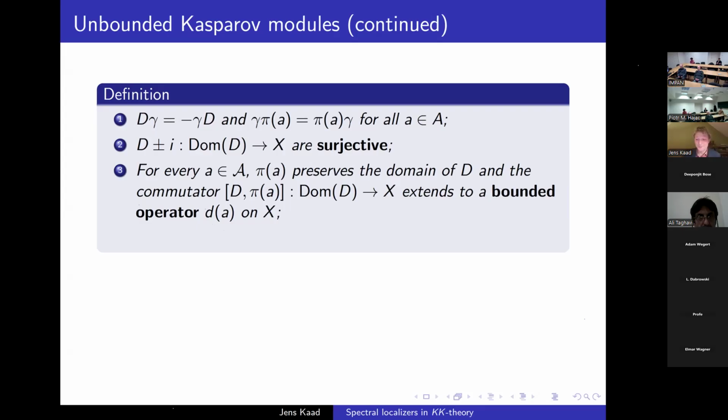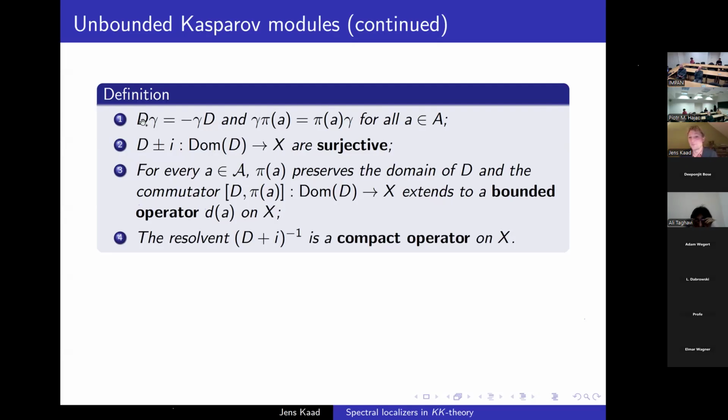Final condition. So now, because of condition 2, I know that when I add the imaginary unit to the abstract Dirac operator, I get an invertible unbounded operator, and the inverse is going to be a bounded operator on my Hilbert C-star module. In fact, it's bounded adjointable. The adjoint is given by the inverse of the abstract Dirac operator minus the imaginary unit.